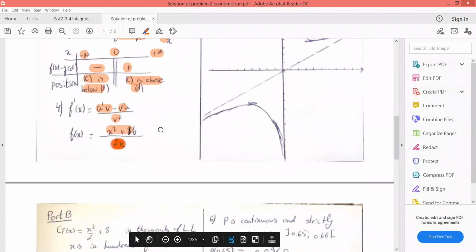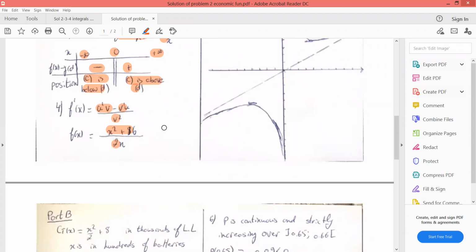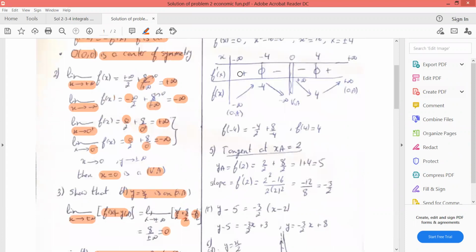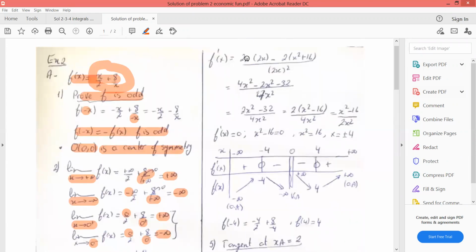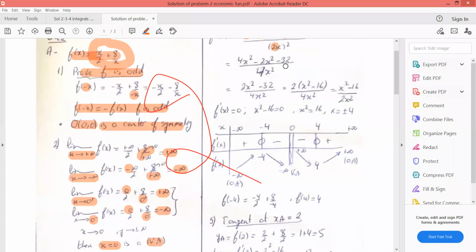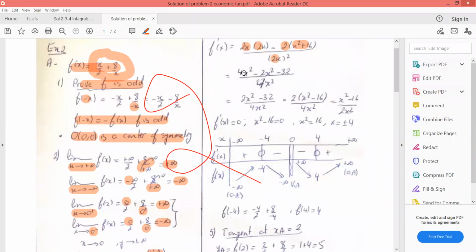u prime, what is u prime? 2x. v prime is 2. So f prime x equals u prime v minus v prime, which is 2, over v squared. We get 4x squared minus 2x squared minus 32. We get 2x squared minus 32.